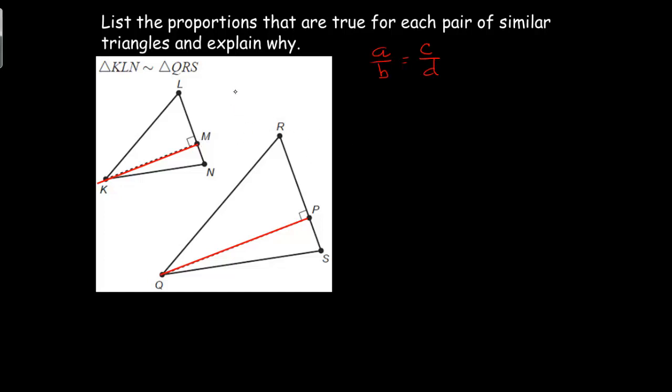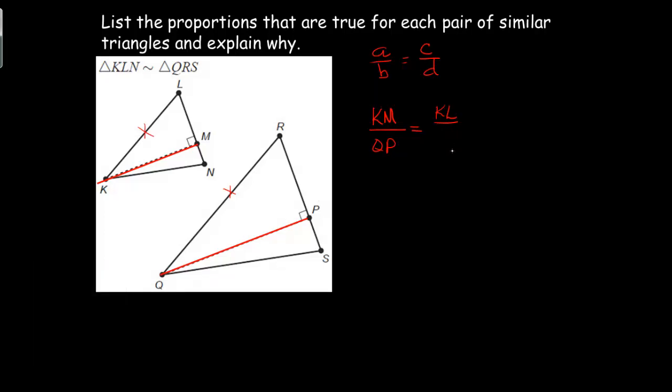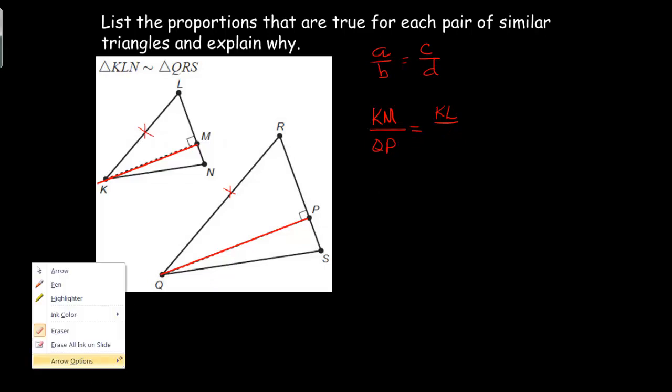If I'm setting up a proportion, one way that I could do it is to say KM, that's my altitude, over QP. That's the altitude of the second triangle. Then you're just going to pick a side, and I'm picking KL and QR. Oh, this board doesn't know how to spell a Q, huh? I was thinking Q and wrote a K. They sound almost alike, Q, K. I could see that.